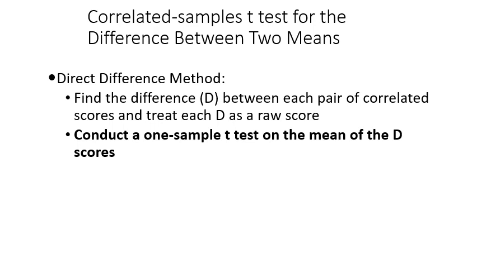When we do a paired samples test, it actually gets much simpler. What you do in a paired samples test is, step 1, you find the difference between each pair. So let's say you're testing husbands and wives. You find the difference between the husbands and wives.